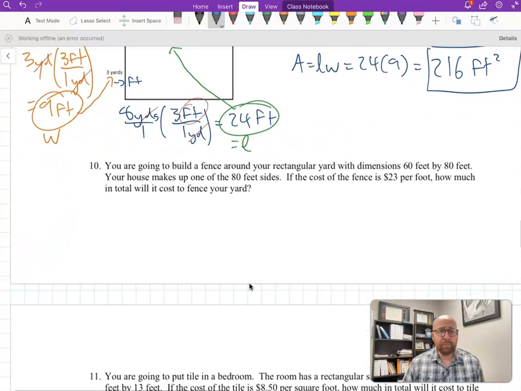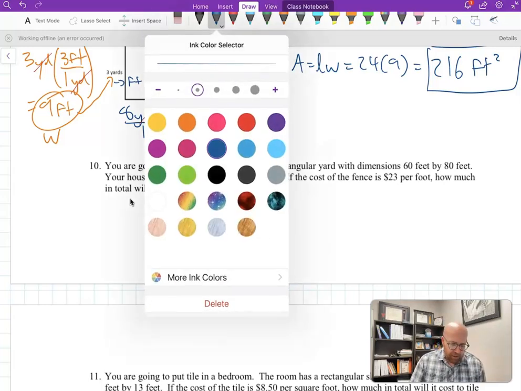Problem number 10. You are going to build a fence around your rectangular yard with dimensions 60 feet by 80 feet. Your house makes up one of the 80 feet sides. If the cost is $23 per foot, how much in total will it cost you to fence in your yard? So here's what's happening.